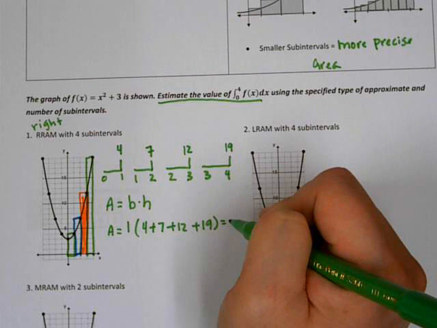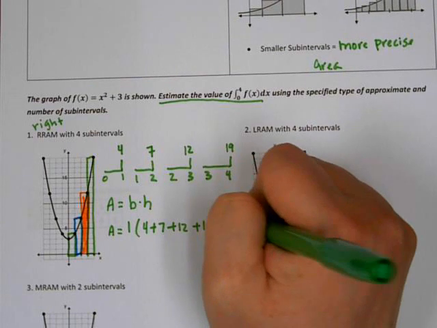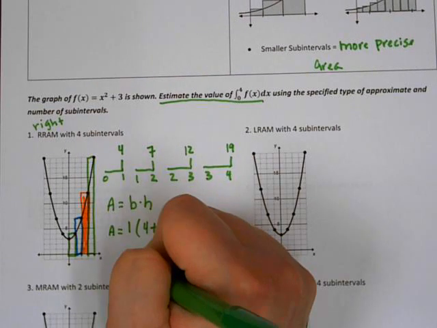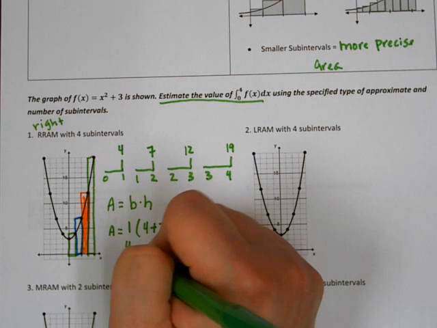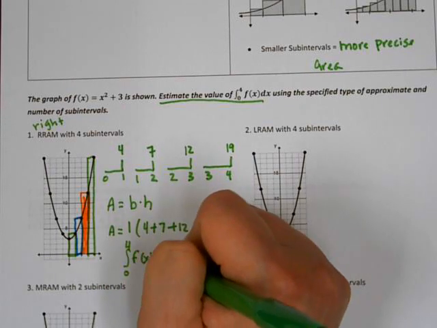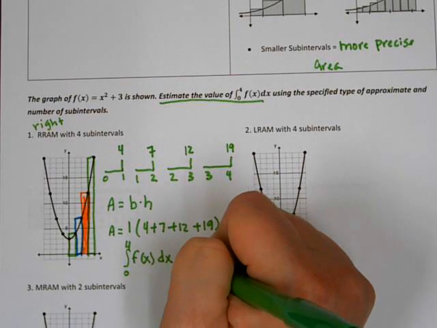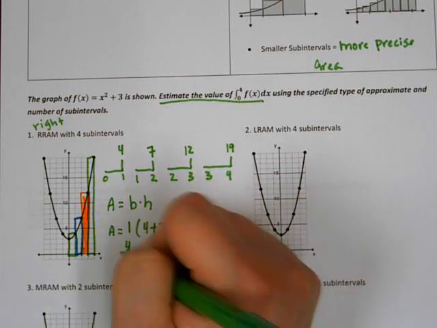And so we get that the area is 42, which means that the integral from 0 to 4 of f of x dx is approximately 42.